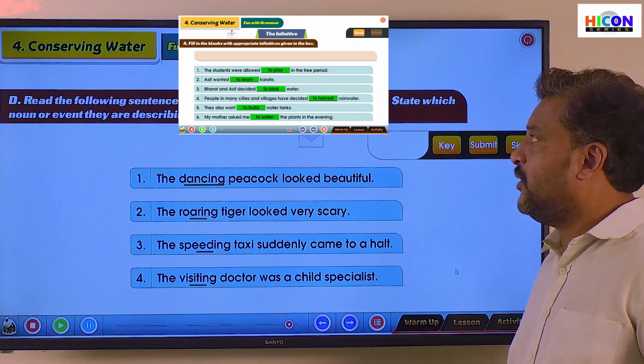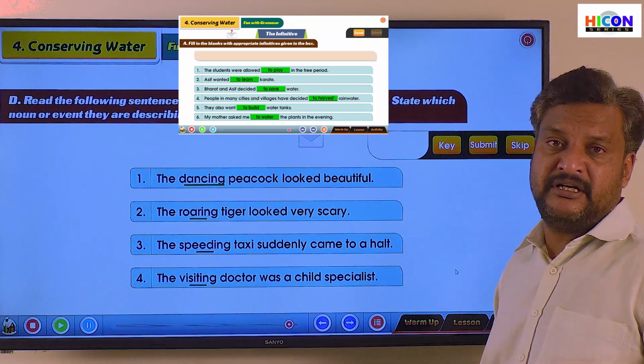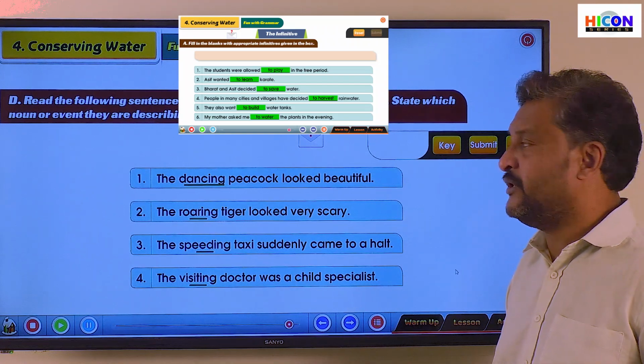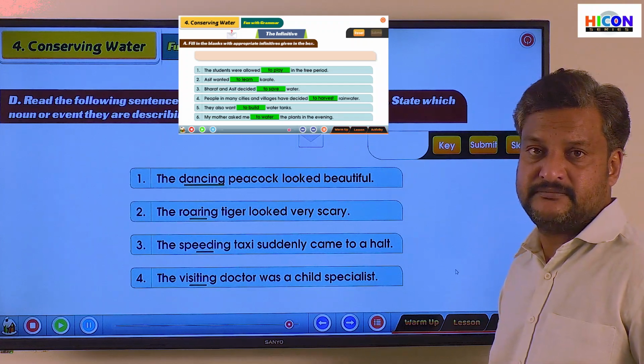Right? So now I will keep the screen the same for another minute so that you can go through that once again. You can read it thoroughly. Fine.